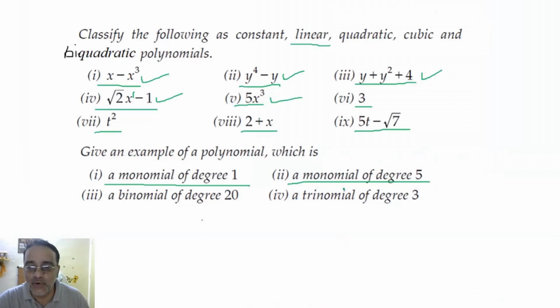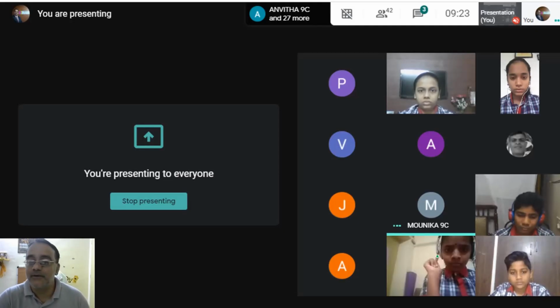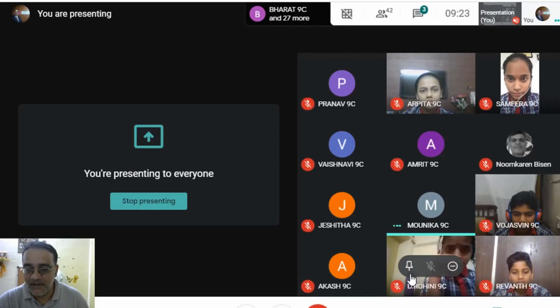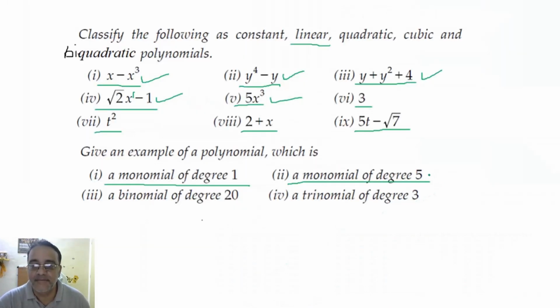Okay, now let us move towards monomial of degree 5. Jeshita, monomial of degree 5. Monomial means single term. Degree 5 means the power of x should be maximum, that is 5. Monica. Okay, fine. Sir, 5x to the power 5. Okay, very good. Akash, same question. 6x to the power 5. Very good.